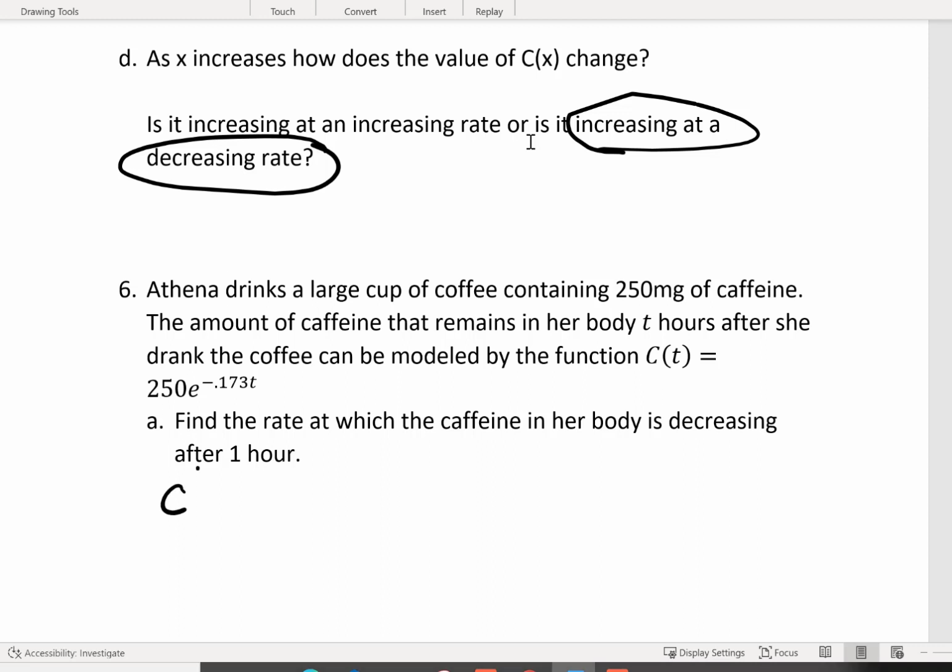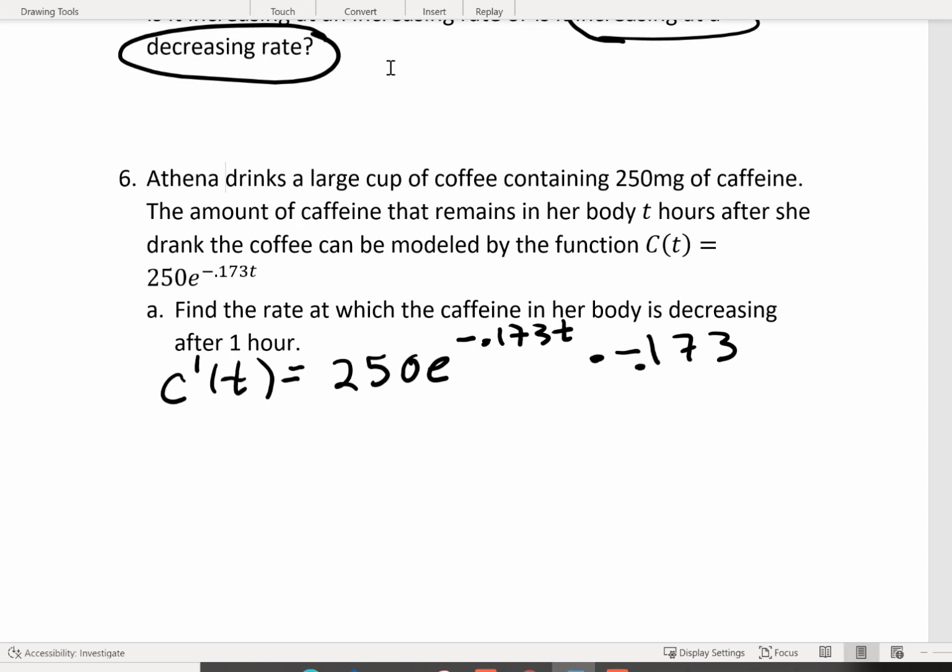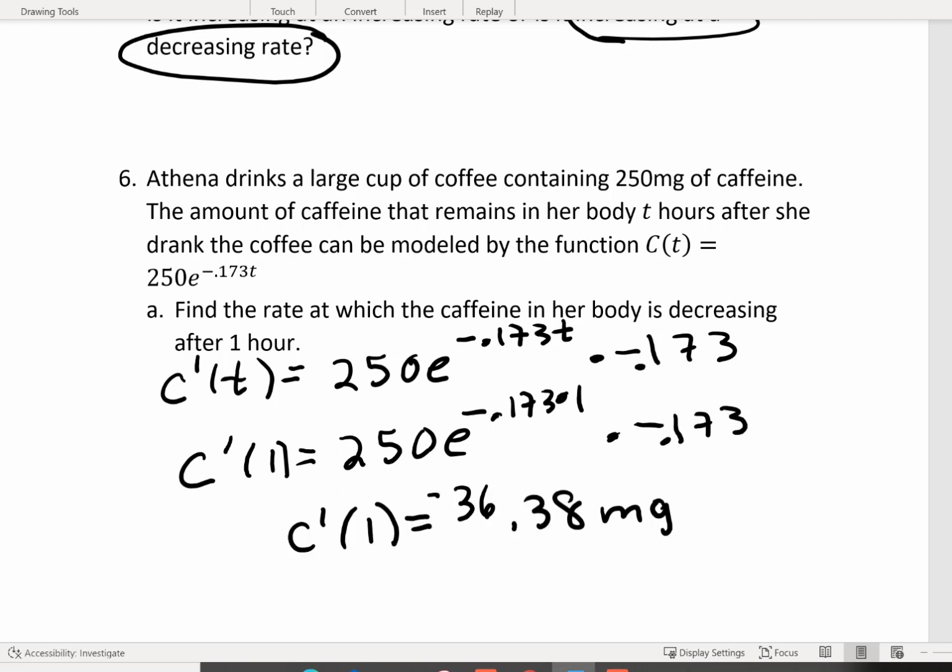We need to calculate the derivative. I have 250 e to the negative 0.173 t, and then the chain rule tells me to multiply by negative 0.173. If you wanted to, you can multiply 250 by negative 0.173, but I'm just going to go ahead and put this whole thing in my calculator at once. C prime of 1 would be 250 e to the negative 0.173 times 1 times negative 0.173. C prime of 1 is negative 36.38 milligrams.